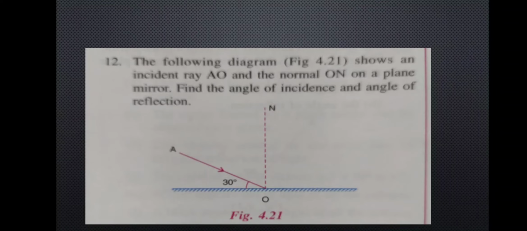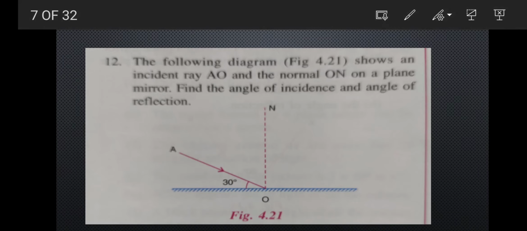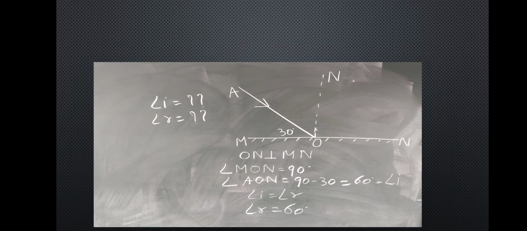You know the angle of incidence is the angle between the incident ray and the normal. But here this one is not given, this angle is given. So we have to find out the angle of incidence and angle of reflection. Now in the next slide I have done this.